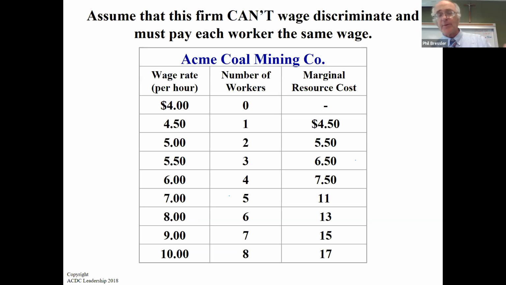Now, how did I figure out the resource cost? It's change in total cost over change in input. So 450 minus 0 is 450. For the second worker, the total cost is $10 minus 450, which is 550. For the third worker, the total cost is 1650 minus 10, which is 650. And that just goes on. The key you need to see is that wage in a monopsony, which is the supply curve, does not equal the marginal resource cost curve.